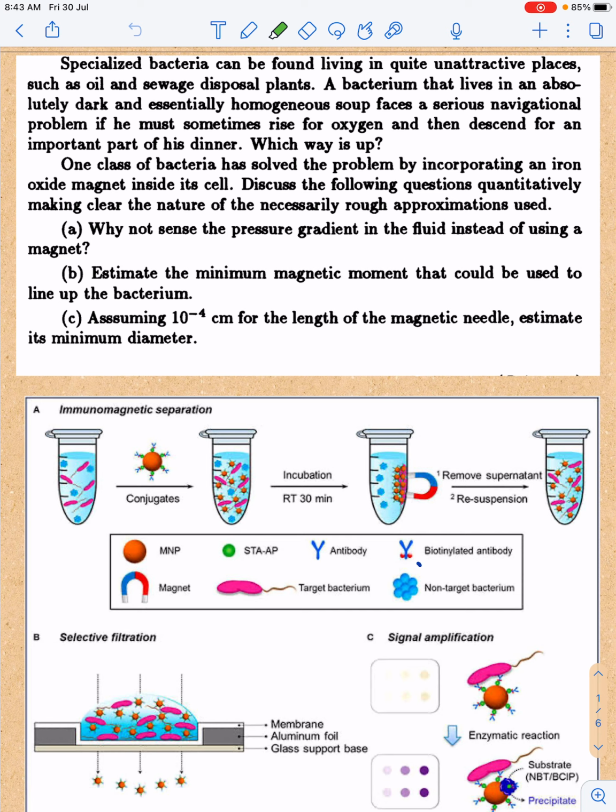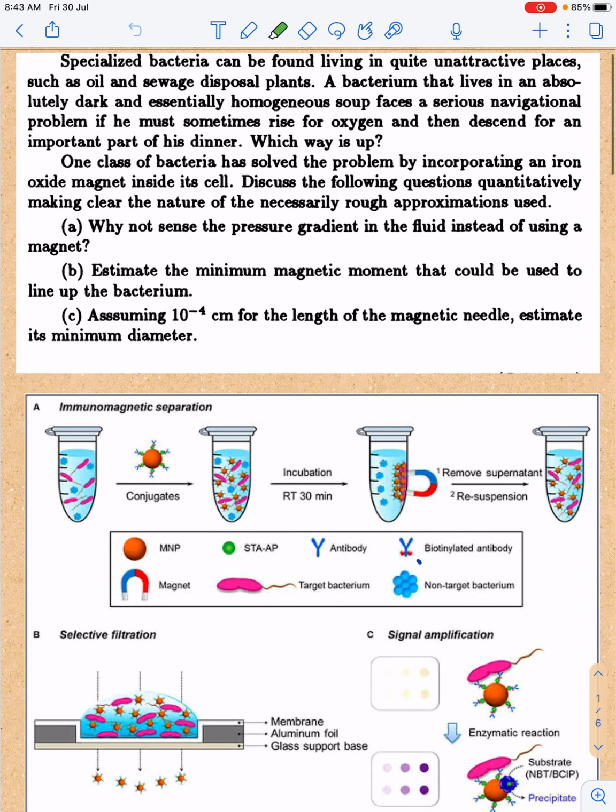So, here the question is saying the specialized bacteria can be found living in quite unattractive places, such as swamps and sewage disposal plants. A bacterium, that is the singular of bacteria, that lives in an absolutely dark and essentially homogeneous soup faces a serious navigational problem. If it must sometimes rise for oxygen and then descend for an important part of its dinner, which way is up? One class of bacteria has solved the problem by incorporating an iron oxide magnet inside its cell. Discuss the following questions quantitatively, making clear the nature of the necessary approximations used.